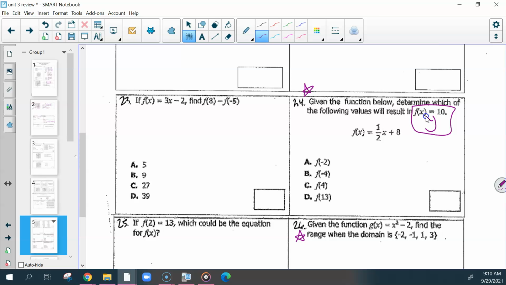Eric? Is it C? It is. I'm confused how you went to it. If it's in the parentheses, it's x. If it's outside the parentheses, it's y.